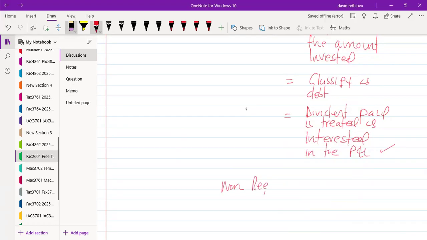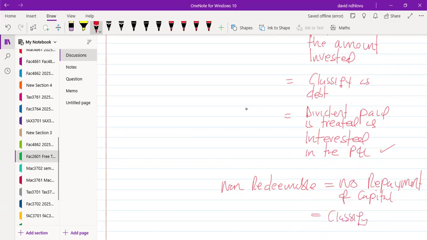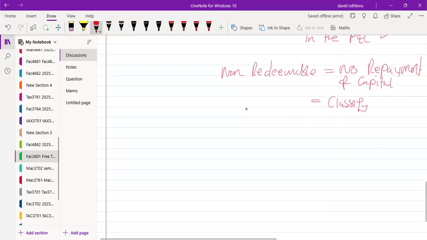Right, it can be non-redeemable. If it is non-redeemable, then we are saying that the amount invested by the shareholder is not payable back. So no repayment of capital here to the shareholder. We don't have to pay the shareholder back. Therefore, we classify this as equity, because that particular fact means that it is more similar to equity than debt. So we classify as equity.